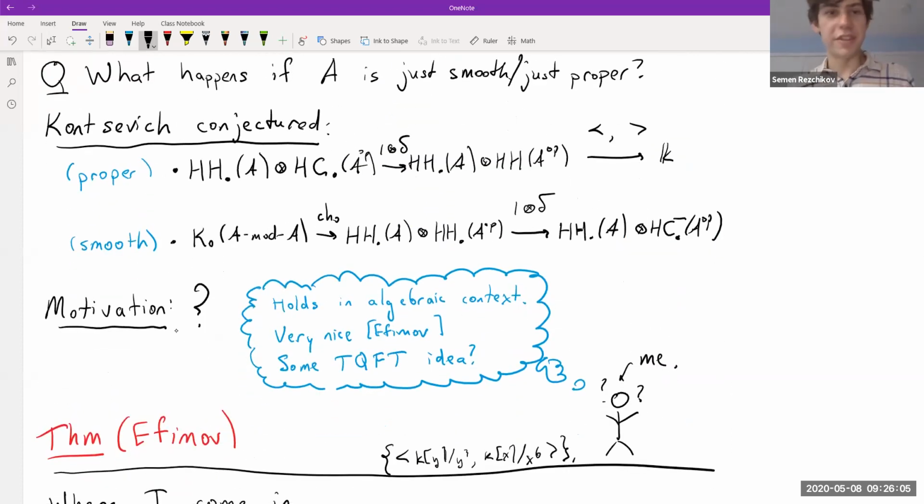Now you might ask, what happens if the category A is just smooth or just proper? Are there any weaker degeneration statements that hold? There were some conjectures of Kontsevich about this. One of them is for proper categories and one of them is for smooth categories. So I'm going to briefly tell you what these are about.